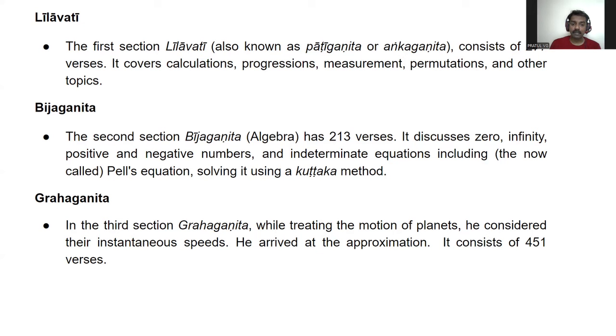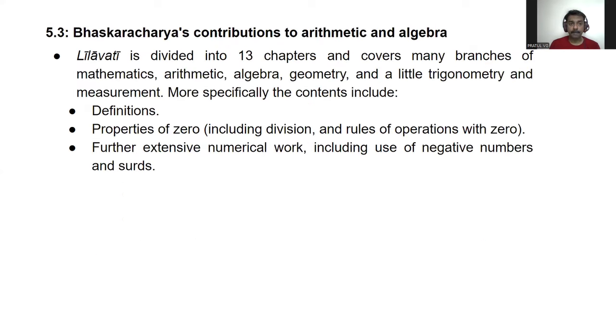The third section of Siddhanta Siromani was Grahaganita. It is about treating the motion of planets. He considered their instantaneous speeds. It consists of 451 verses. He also contributed in arithmetic and algebra.